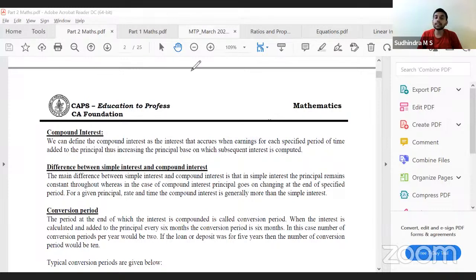So we said interest is paid every 6 months, every half year, but it need not be the case that interest is compounded at that 6 month only, right? Compounding can happen on a different date. So the period at the end of which interest is compounded is conversion period.